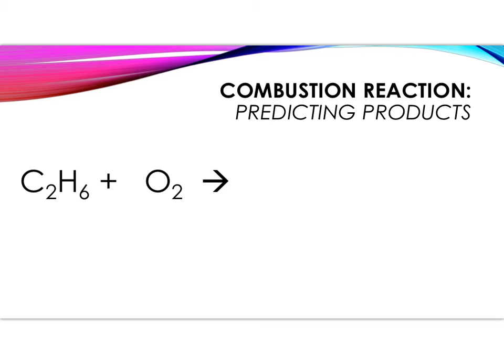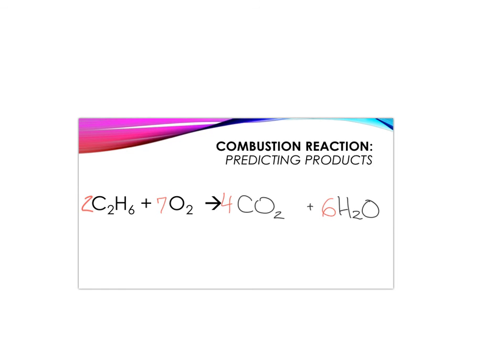The next thing you want to be able to do is predict products and then balance. So remember that mostly always the products of a combustion reaction are carbon dioxide and water. When you try to balance these equations, try to balance the carbons first. So we have two. What I want you to do is pause the video and try to balance this chemical reaction. So this is the answer to our combustion reaction and the balancing.